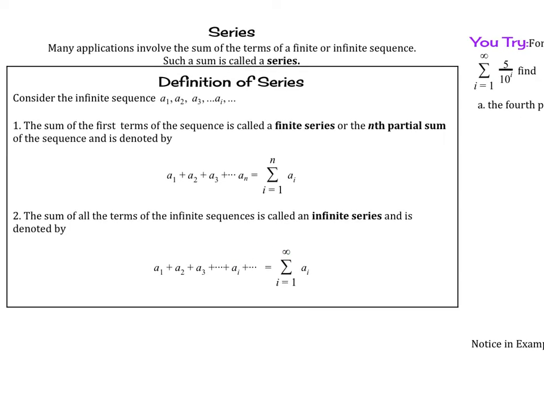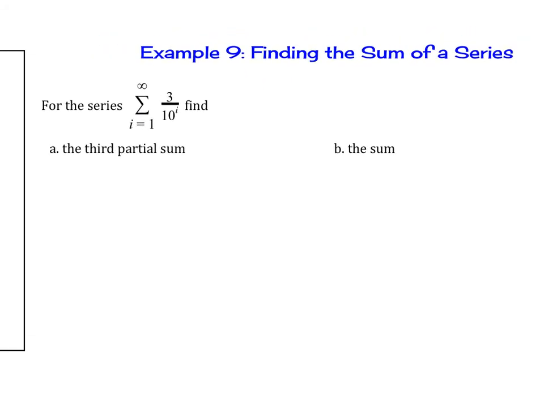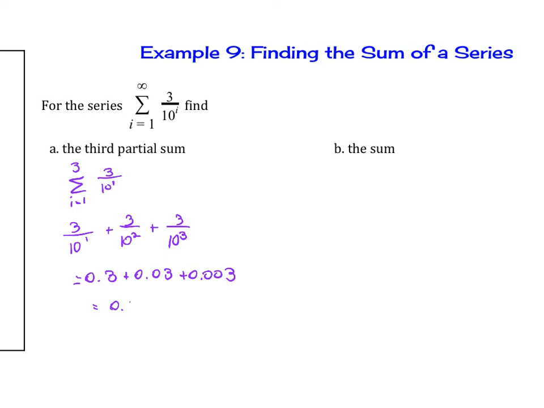And so let's try these out, finding the sum of a series. Given this series, find A, the third partial sum, and then B, find the full sum. To find the third partial sum, we take a look at i equals 1 to 3, and then we plug it in. So 3 over 10 to the i, and let's start: 3 over 10 to the first plus 3 over 10 squared plus 3 over 10 cubed. That will be 0.3 plus 0.03 plus 0.003, and what you find is 0.333 in this case.